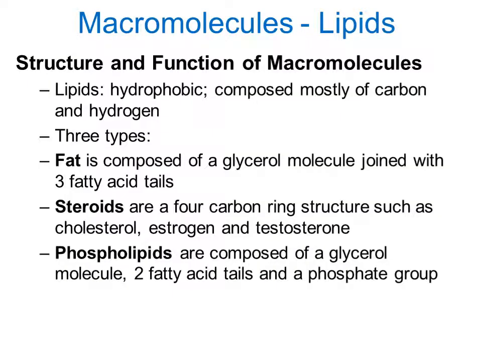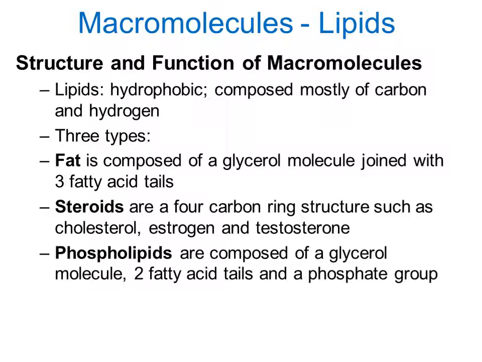Let's move on to lipids. What are lipids? Well, they are hydrophobic, meaning they fear water. They're composed mostly of just carbon and hydrogen. Here you'll notice that it does not include oxygen. There's three main types: fat, steroids, and phospholipids. Fats are composed of a glycerol molecule joined with 3 fatty acid tails. Steroids are basically 4 carbon ring structures, things such as cholesterol, estrogen, testosterone, glucocorticoids, etc.